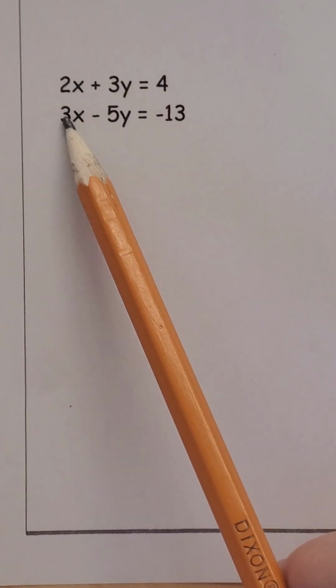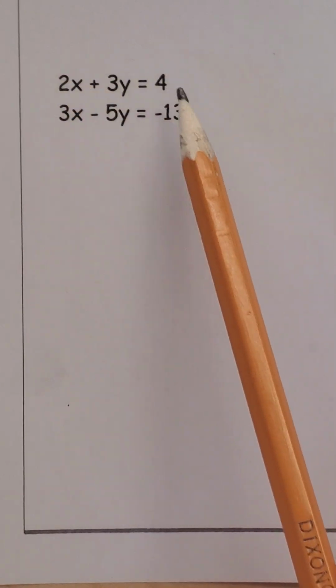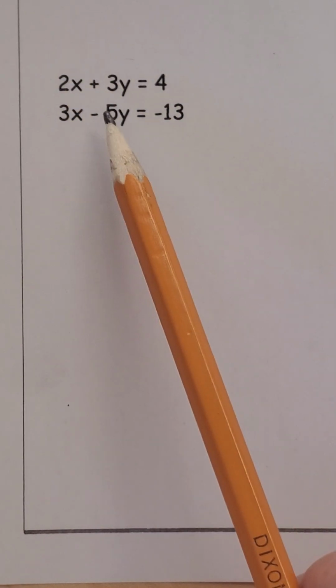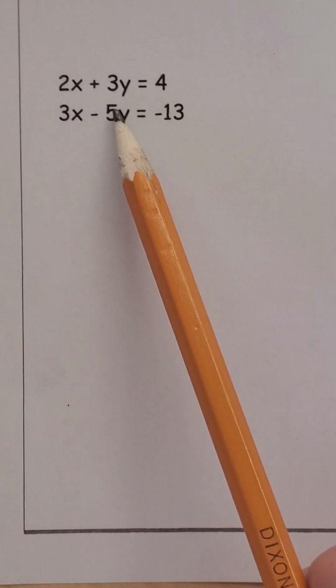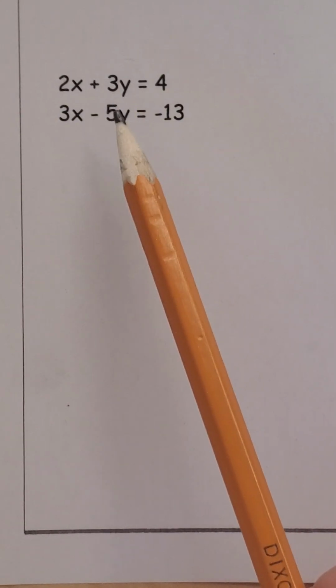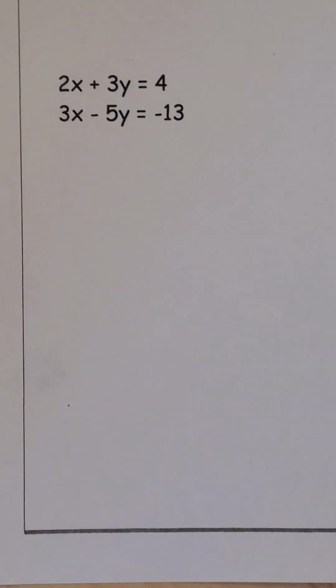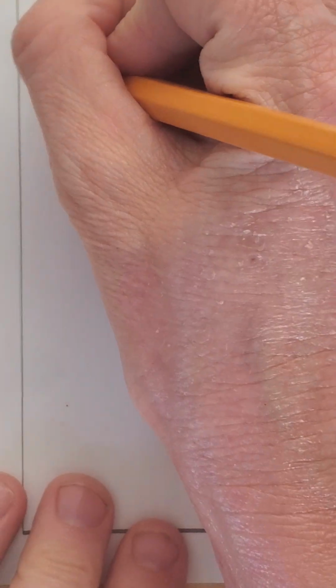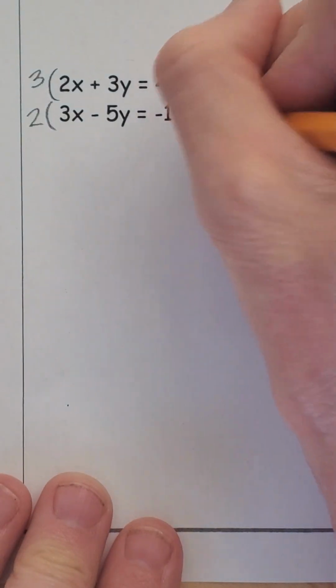Okay, so in order to make them both a 6, I have to multiply this one by 3 and this one by 2. If I was going to eliminate the y's, I would look for a numerical coefficient of 15, which means I'd multiply this one by 5 and this one by 3. And there is no better way to do it. So normally what I do is I do that, right?